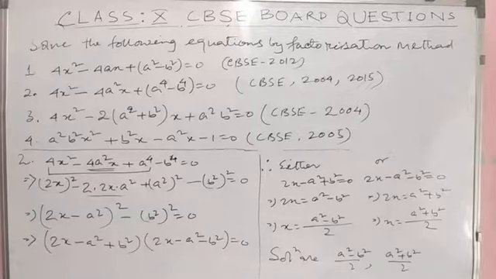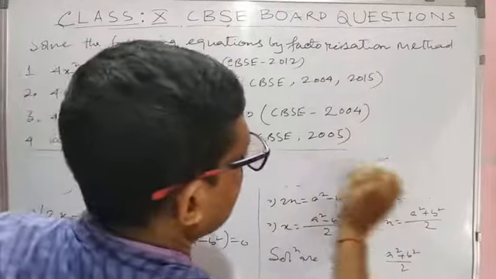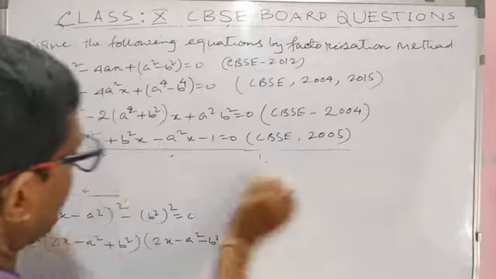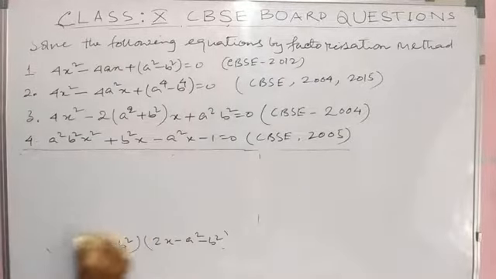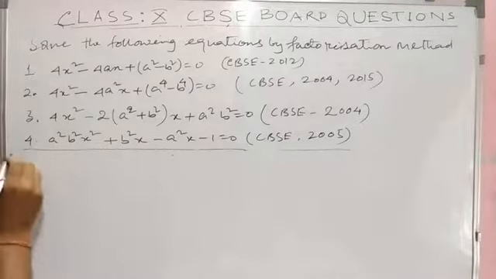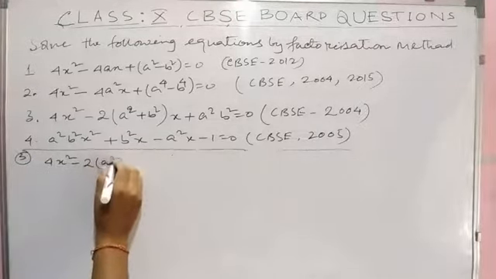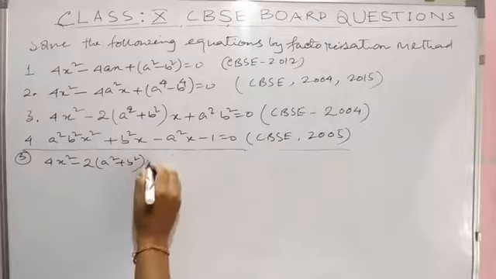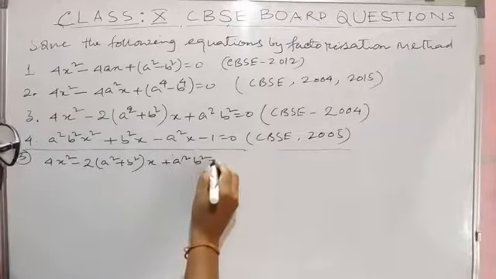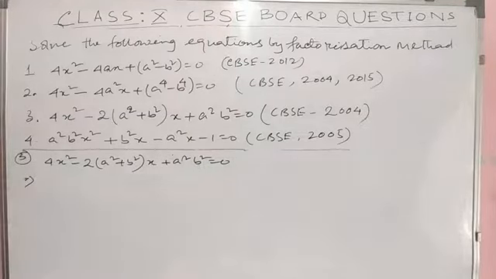Next question, question number 3. Question number 3 is given: 4x² − 2(a² + b²)x + a²b² equal to 0. Now you have to apply your factorization formula.